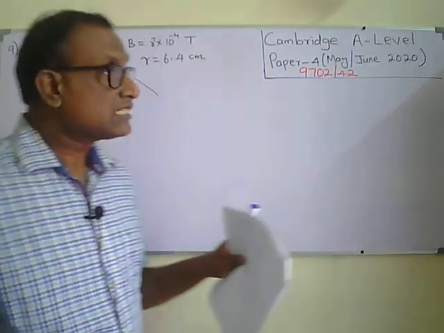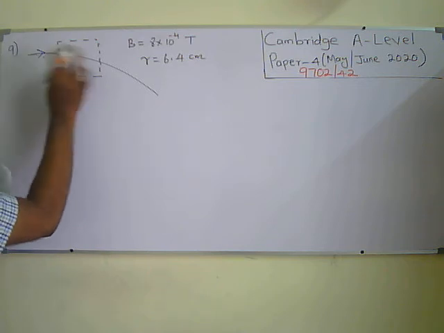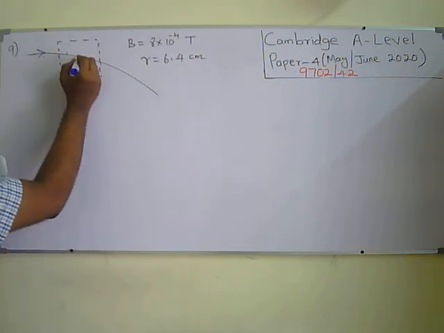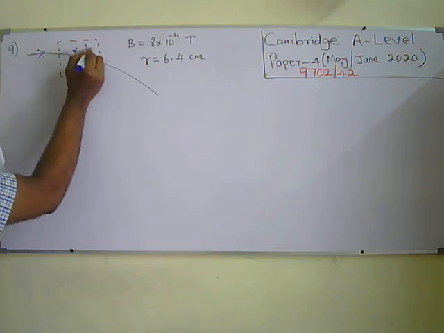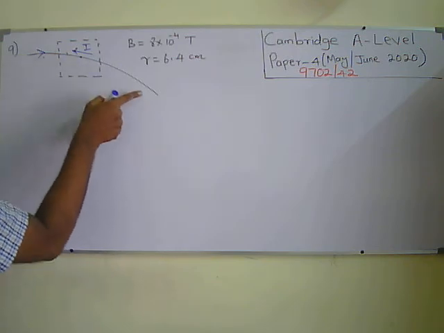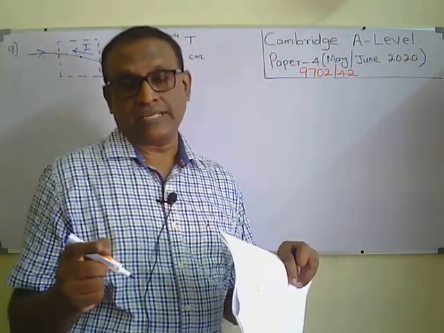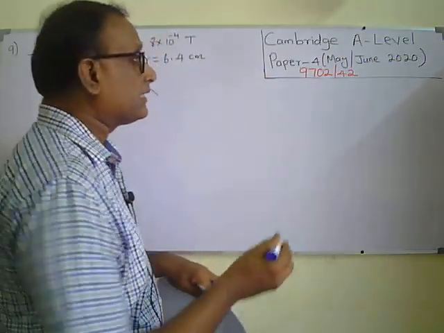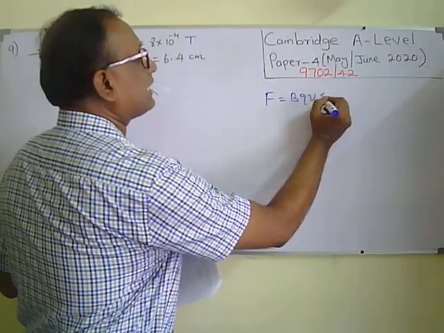So the electron is moving this way. The direction of the motion of the electron is from left to right. So current flow, if I consider a point here, the current flow is opposite to the direction of motion of the negative charge. And also it's curving like that. Whenever a charged particle moves in a magnetic field, it will experience a magnetic force given by F equals BQv sine theta.